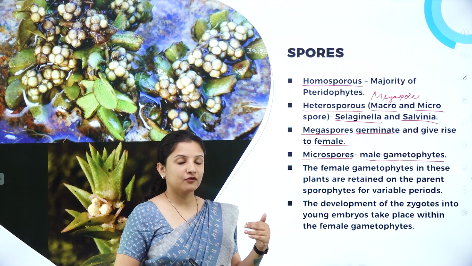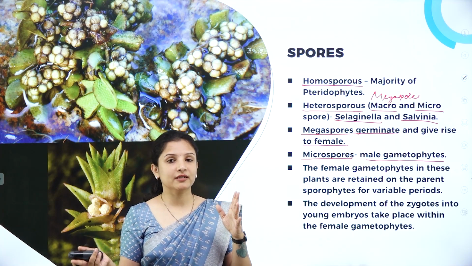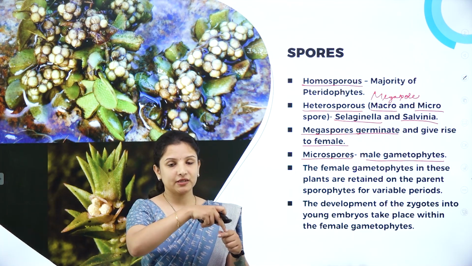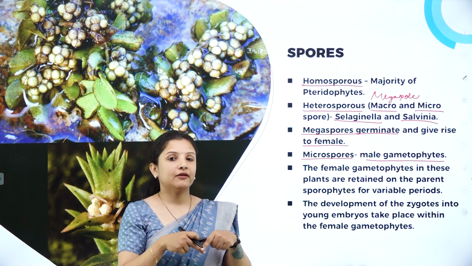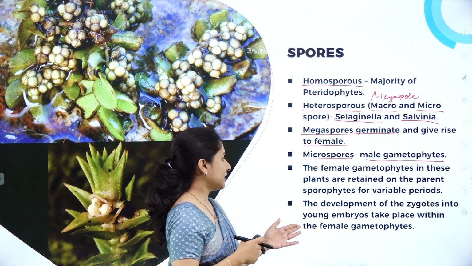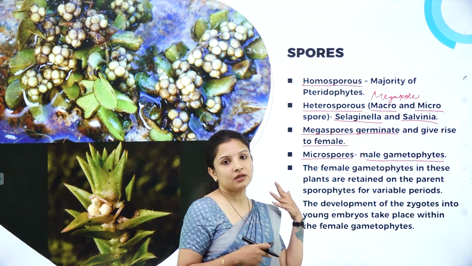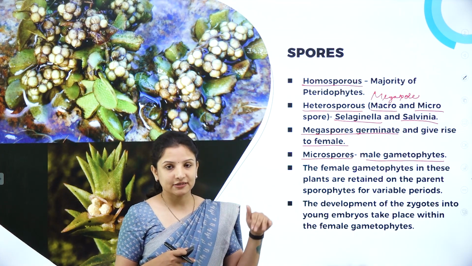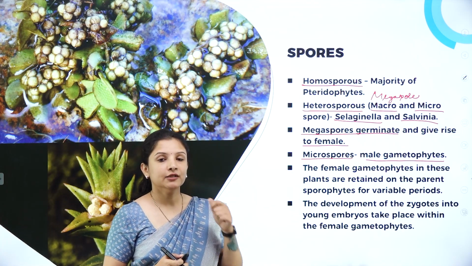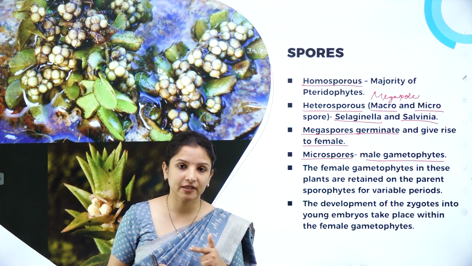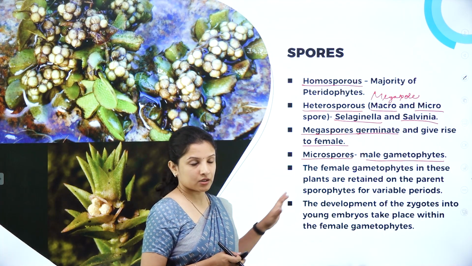The male gametophyte, that is the antheridia, will release the antherozoids. It will fuse with the egg that is present in the female gametophyte, that is the archegonia. After that, they will form a zygote. That zygote will develop into young embryos, and the young embryos will develop into the sporophyte. That sporophyte again, the cycle will continue. So that is how the life cycle occurs. So they have two stages, that is gametophytic and sporophytic, wherein in pteridophytes, the sporophytic is the most predominant one.